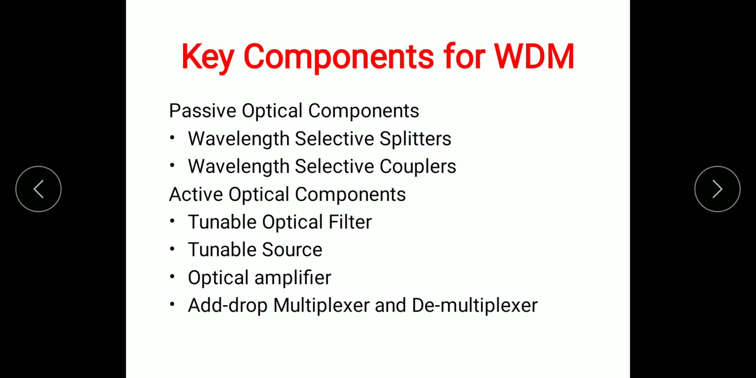So let's see what are the WDM components. Passive components include wavelength selective splitters and wavelength selective couplers. Obviously, if we are using different wavelengths for combining many signals over a single channel or single optical fiber, we will require different frequency selective splitters and couplers so that we can separate out the signals which we have multiplexed. And active optical components, we have tunable optical filter, tunable source, optical amplifier, and add drop multiplexer and demultiplexer.